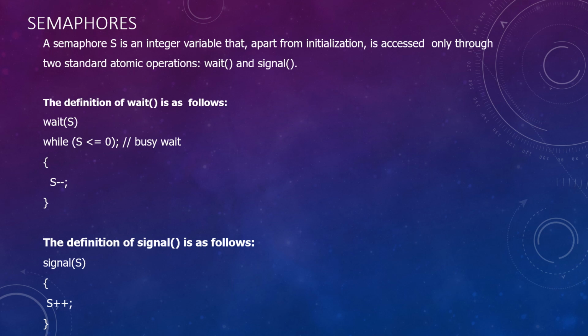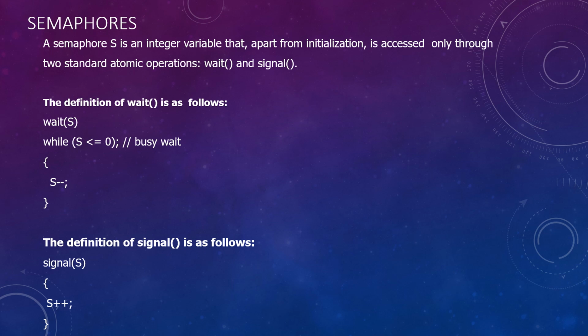So semaphores are process synchronization tools. A semaphore can be indicated by an integer variable called S. Apart from initializing it, a semaphore can be accessed through two standard operations called wait and signal. Here I have given a definition for the wait operation and the signal operation.